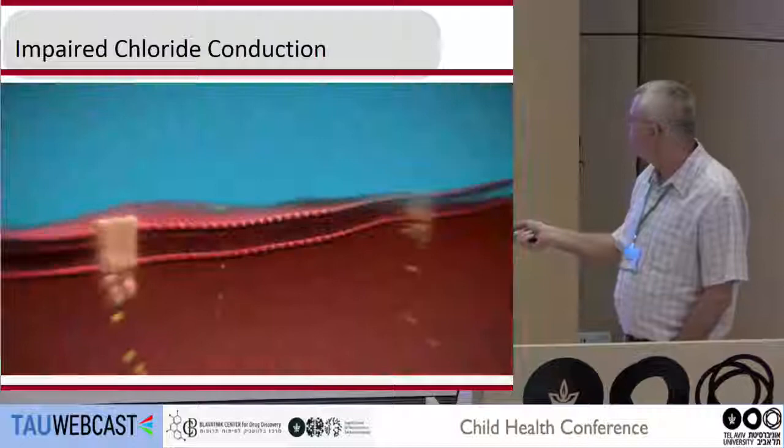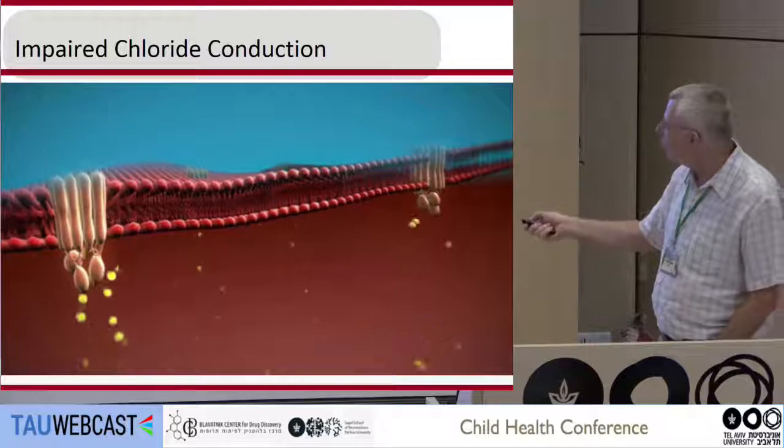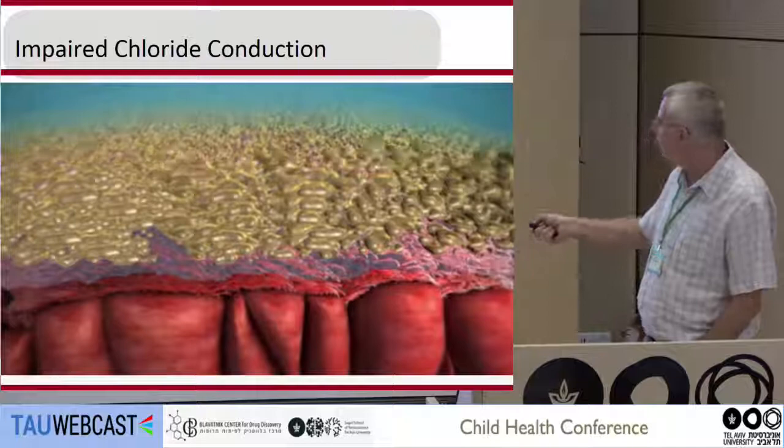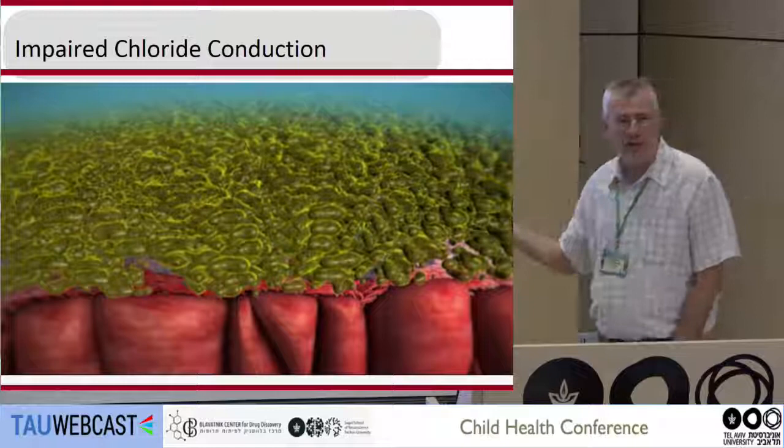So, chloride is not moving. Water is not moving. This mucus layer on top gets dehydrated, it gets sticky, it cannot be cleared from the body anymore, the cilia stop their action, mucus sits over there, and this small dot, which you'll see in a second, are bacteria colonies. So this is the essence of cystic fibrosis.